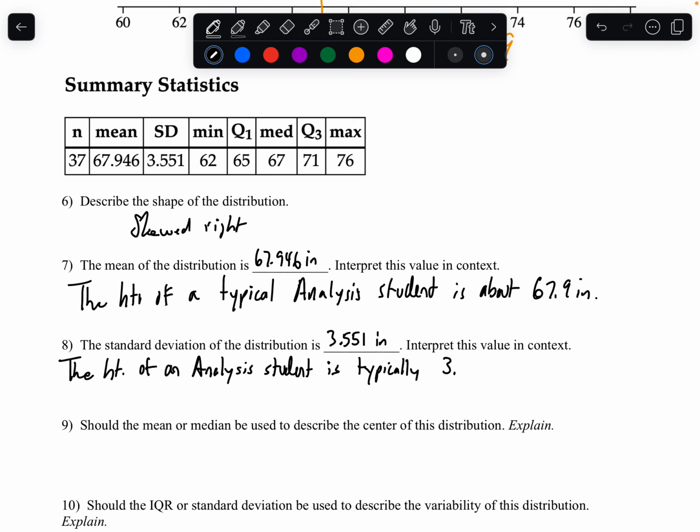I'm just going to round that again to the nearest tenth. So this idea here is that adding 3.6 or subtracting 3.6 from 67.9. So subtracting it, we would get 64.3, and adding it, we would get 71.5, I believe. Doing the math in my head there quickly.